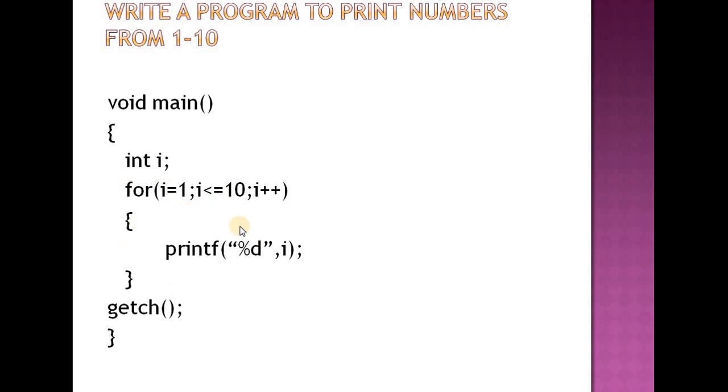So this loop will get executed 10 times. When i will become 11, is 11 less than or equal to 10? No. It will follow the statement next to this curly bracket, that is getch, and end of the program. So this is how we can write the program by using the for statement. This is the initialization, this is the test condition, and this is the increment.